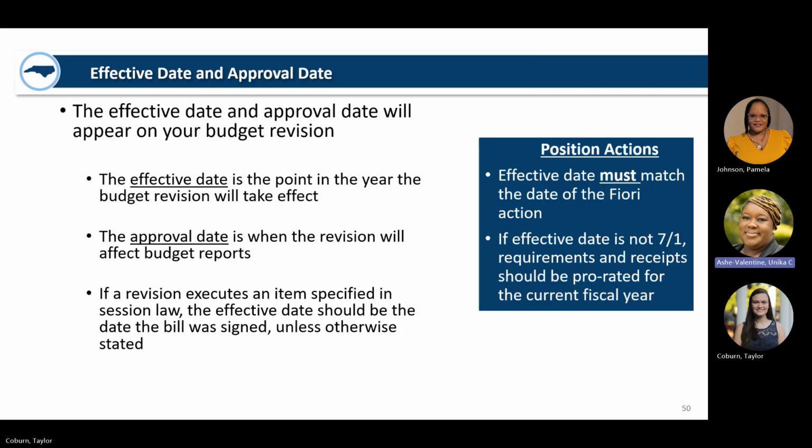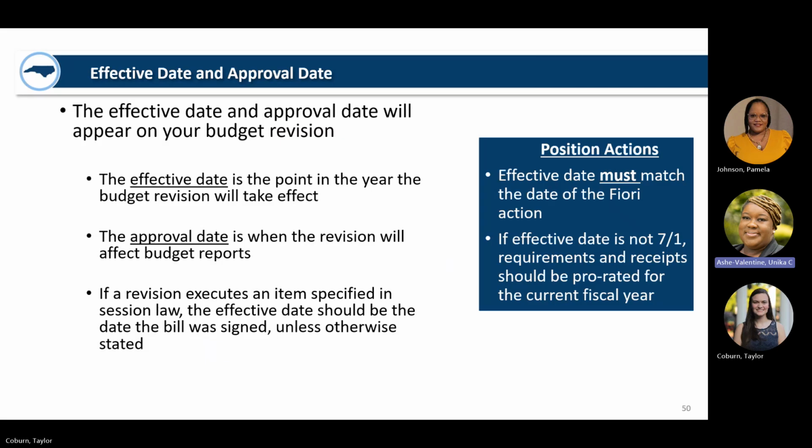There are two dates on the budget revisions: the effective date and the approval date. The effective date is the point of the year the budget revision will take effect. The approval date is when the revision will affect budget reports. For revisions executed by a specific item in the session law, the effective date should be the date the bill was signed. An example of this is the items that were in the Hurricane Helene disaster relief bill. Otherwise, revisions will normally be effective on July 1.